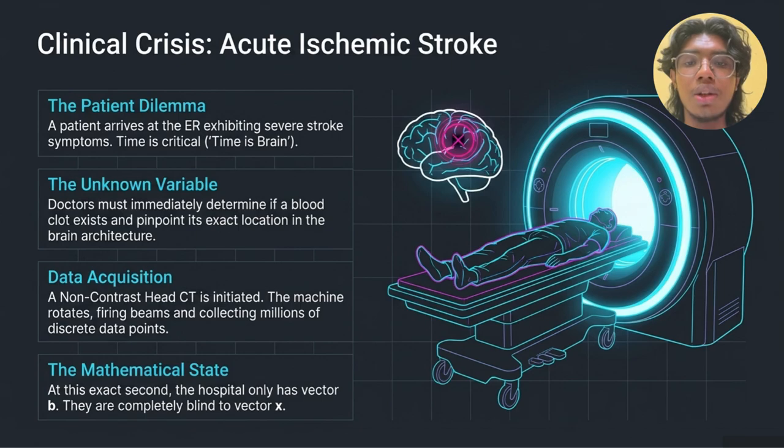To solve this, a non-contrast head CT scan is performed. The CT machine rotates around the patient and collects millions of data points from different angles. At this stage, the hospital only has the scan data, represented as vector B, but the brain condition, represented as vector X, is still unknown.